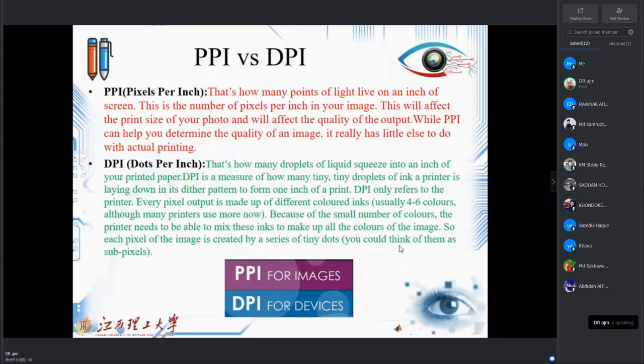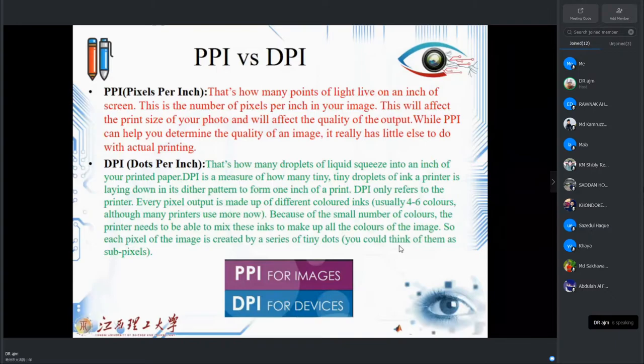Means that if you measure the paper that you have, or any output from you, we can say how many points of light live on the image screen, and this is the number of pixels per inch in your image. This will affect the print size of your photo and the quality of the output that you have.